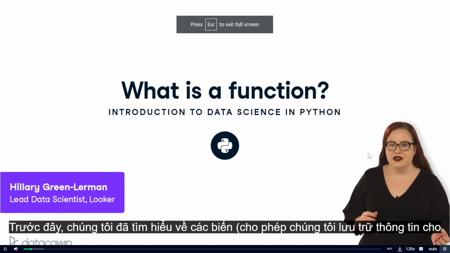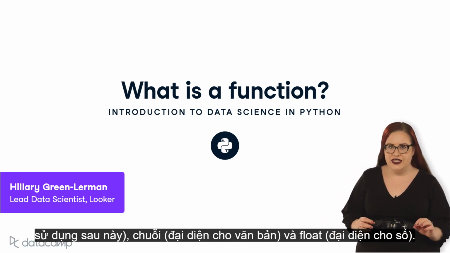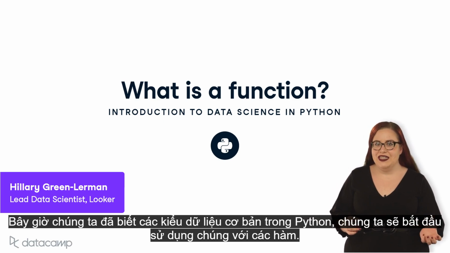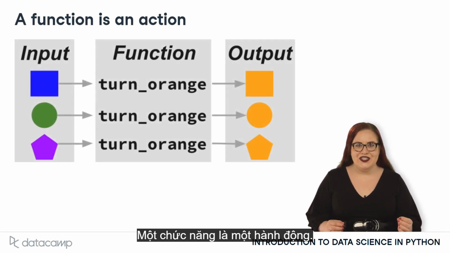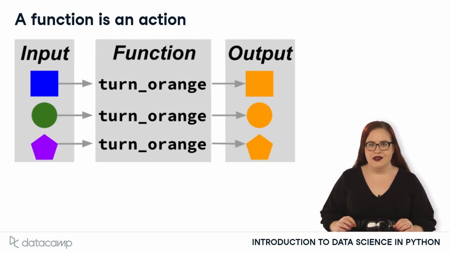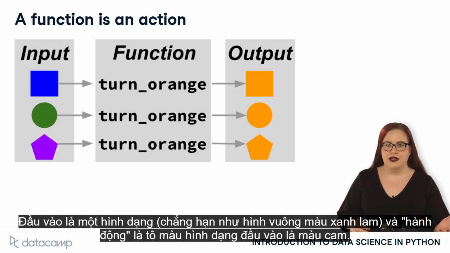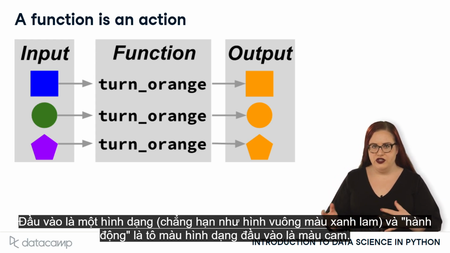Previously, we learned about variables, which allow us to store information for later use, strings, which represent text, and floats, which represent numbers. Now that we know the basic data types in Python, we'll start using them with functions. A function is an action. It turns one or more inputs into an output. In this example, the function is called turnOrange. The input is a shape, such as a blue square, and the action is to color the input shape orange.